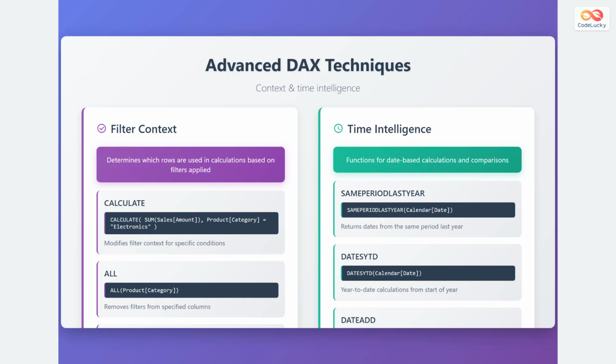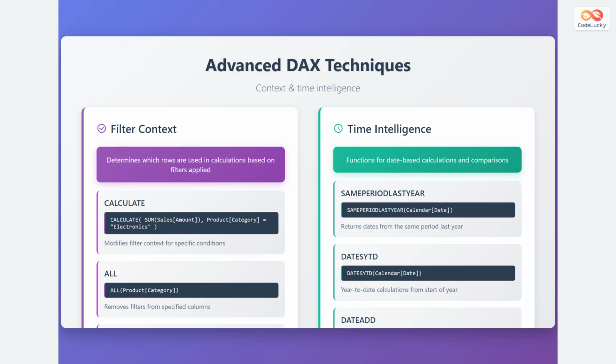Advanced DAX techniques involve understanding filter context and time intelligence functions. Filter context determines which rows are included in calculations based on applied filters, slicers, and visual interactions. The CALCULATE function modifies this context for specific conditions. The ALL function removes filters from specified columns, while ALLEXCEPT removes all filters except those specified. Time intelligence functions enable powerful date-based calculations.